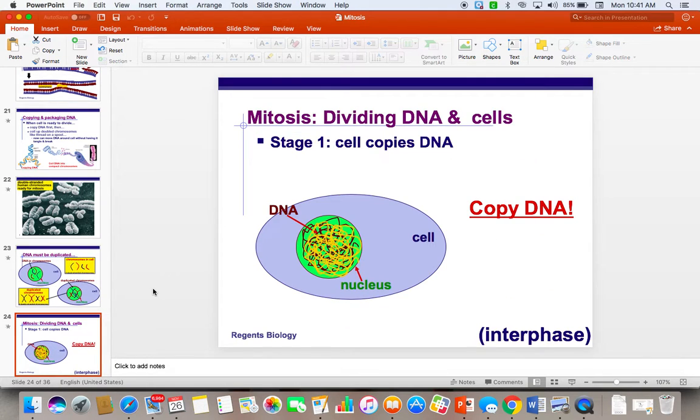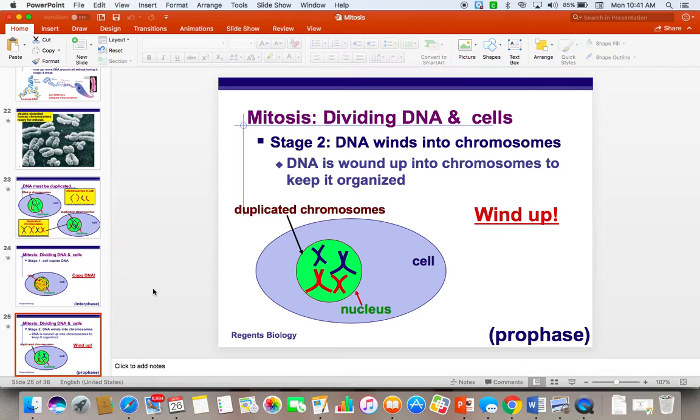And then we complete the whole interphase with G2. That's when we make more organelles, okay? Notice we still have a nucleus. So we're through with interphase, which remember takes a really long time. It takes 90% of the cell cycle. Then we move on to mitosis.